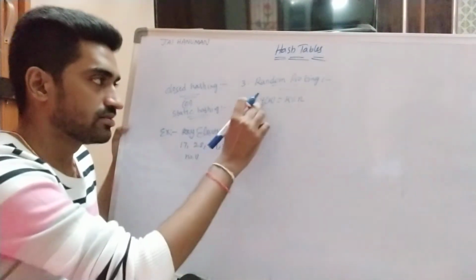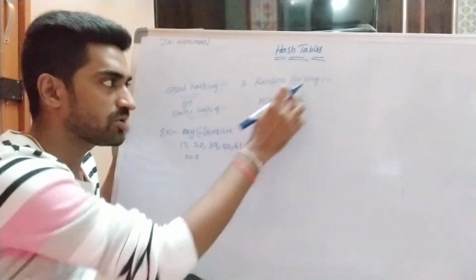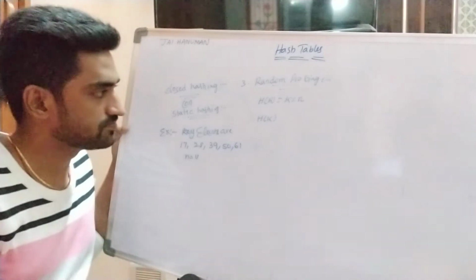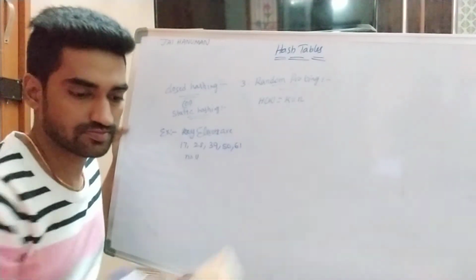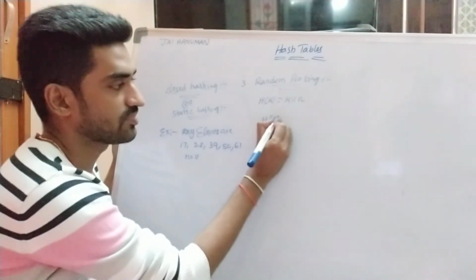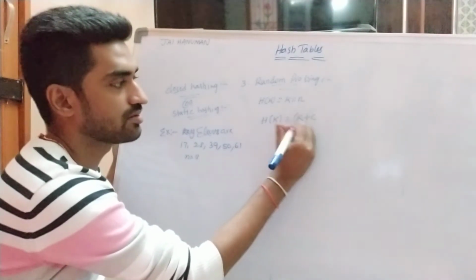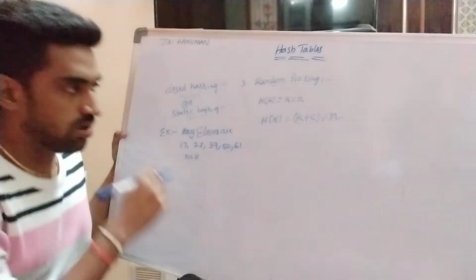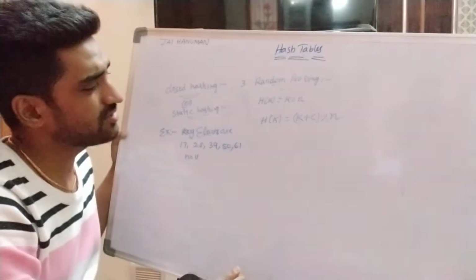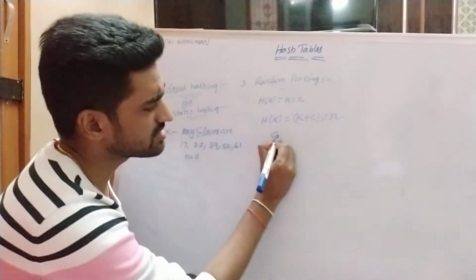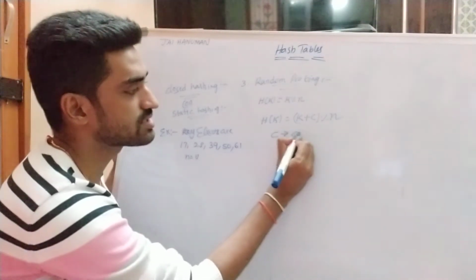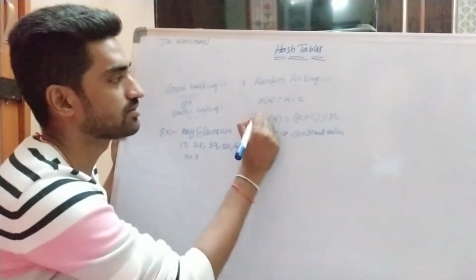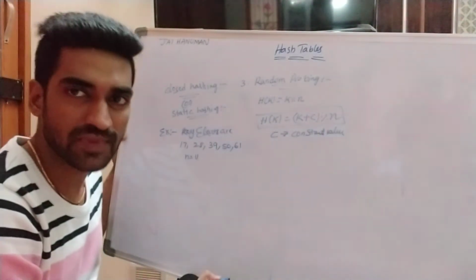Once a collision has occurred, random probing uses the following formula. H of k is equal to k plus c modular division of n. So here c represents a constant value. So this is the formula for random probing, right?